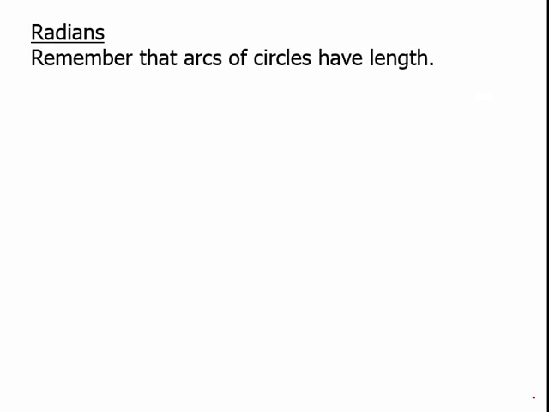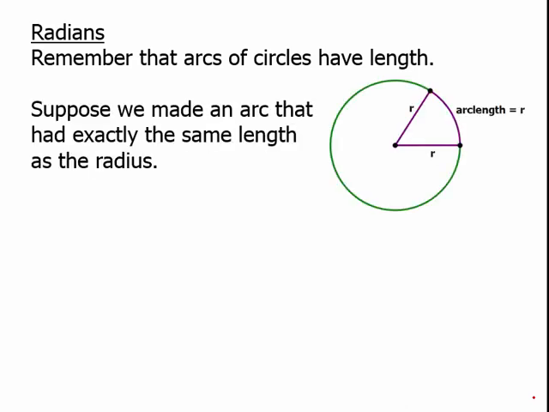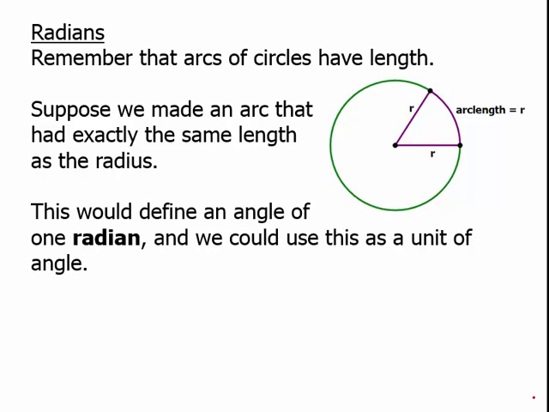So remember that arcs of circles have length. Suppose we made an arc that had exactly the same length as the radius. Okay, so here we have a little sector, and of course there are two radiuses going out from the center of the circle, and then the arc length also, even though it's curved, has the same length. So all three sides of this little sector have the same length. This would define an angle of 1 radian, and we could use this as a unit of angle.